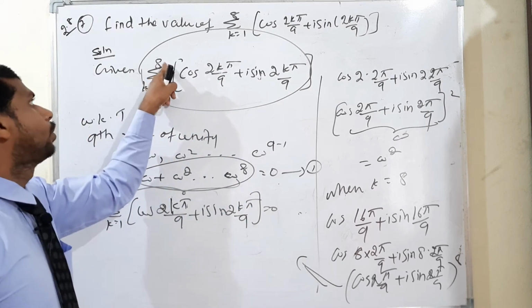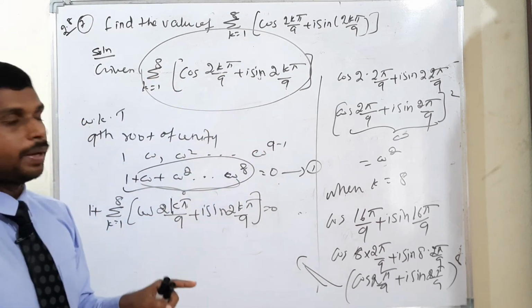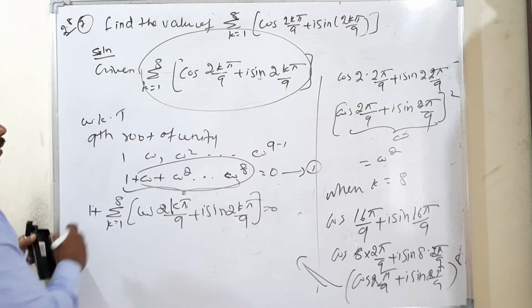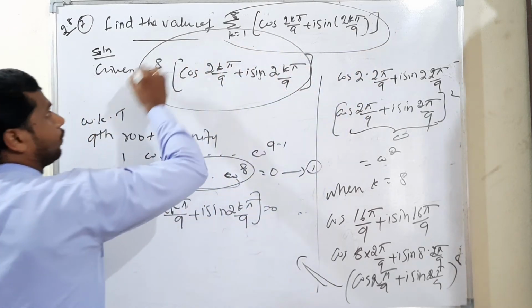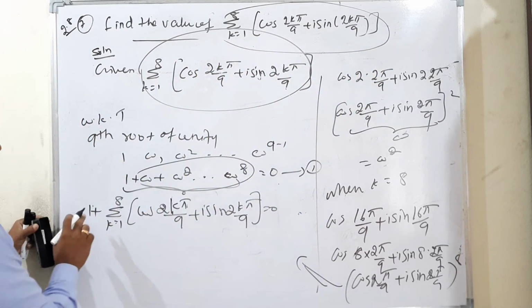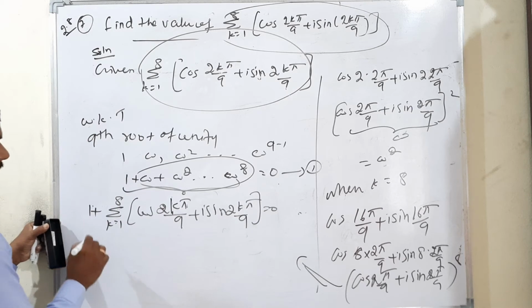Here also k is equal to 1 to 8. What is the value? Cos 2kπ/9 + i sin 2kπ/9. So, according to the condition, we need to find the value of the summation of ω^k for k equal to 1 to 8. Therefore, the 1 we bring to the opposite side becomes minus 1. That is our final answer.